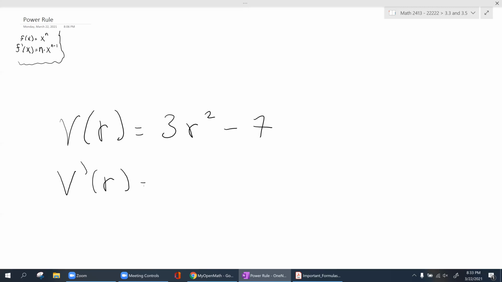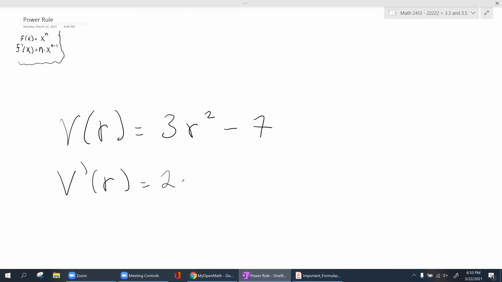You can be dealing with, let's just say, v of r is equal to 3r squared minus 7. If you're going to find the derivative, this is going to be v prime of r. This means anything with an r, you're going to take the derivative of. So the same rules still apply.